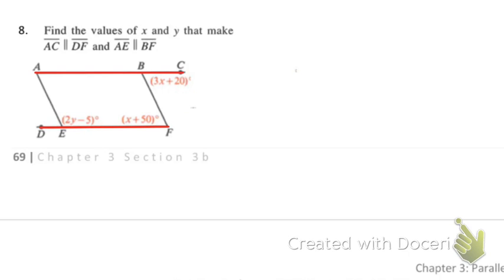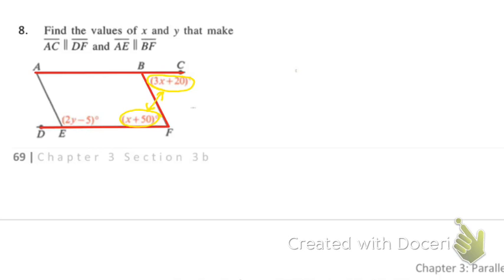Which one do we want to do? If you look at BF, no, I want to do this one first. Yeah, that would make 3x plus 20 and x plus 50 alternate interior angles. Those are alternate interior angles of these two lines. In order for AC and DF to be parallel, alternate interior angles must be congruent. So that means this angle and this angle must be congruent.